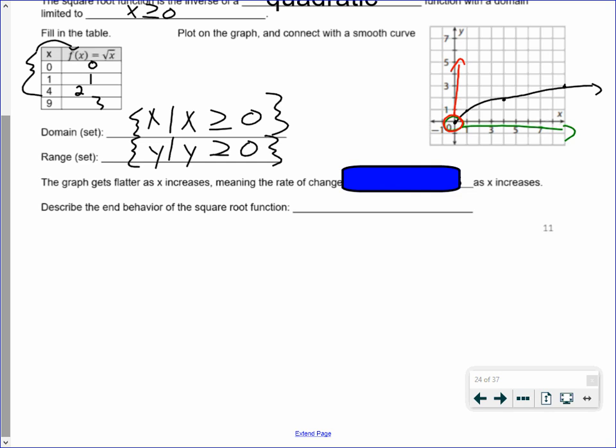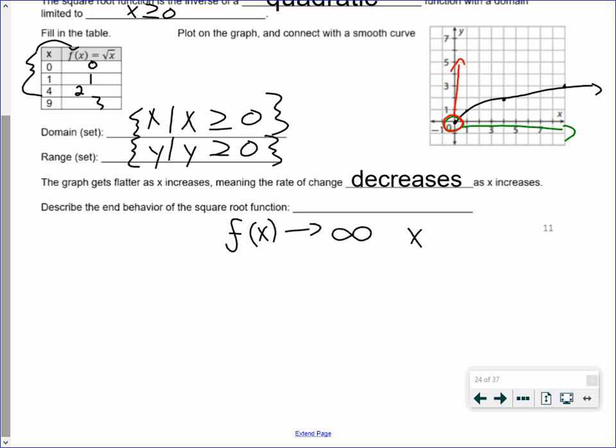So the graph gets flatter as x increases. That means the rate of change is decreasing as x increases. Or in other words, the slope is getting much smaller, it's going much flatter as the graph goes on. Now we're going to describe the end behavior of the square root function. The end behavior is that f of x goes to infinity as x also goes to infinity. So that's the end behavior of the parent square root function.